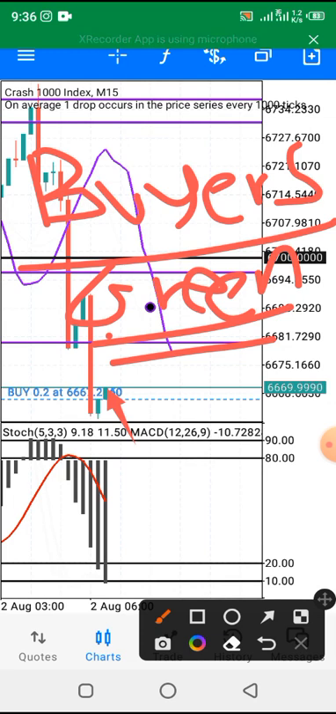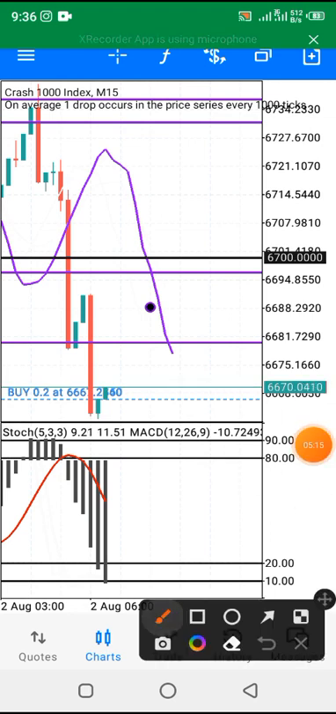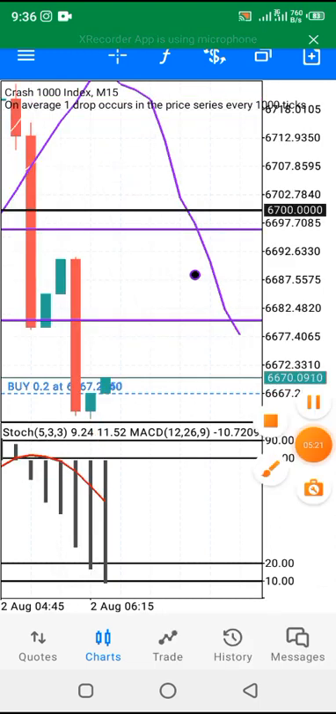The green candlestick, let me just show you quickly. You can see this green candlestick over here, right? That is forming currently, the current green candlestick. Let me just show you. Sorry for that. You can see now.